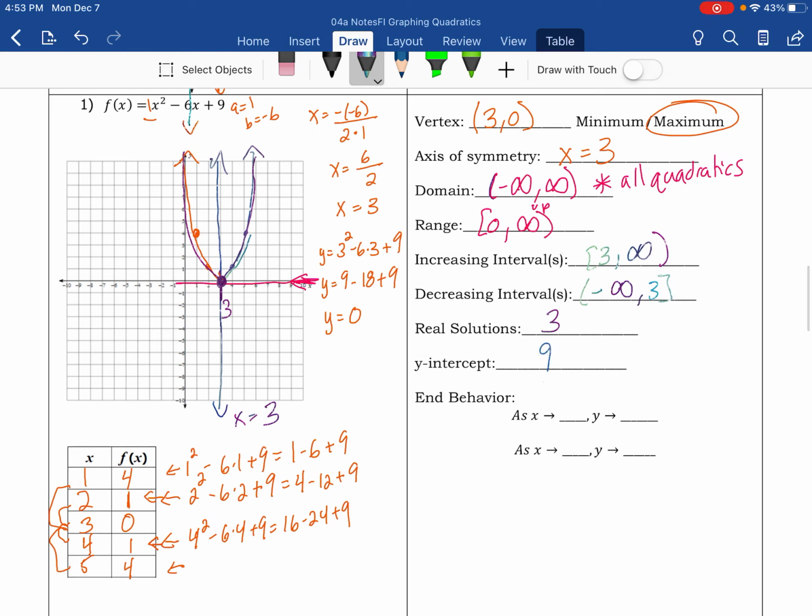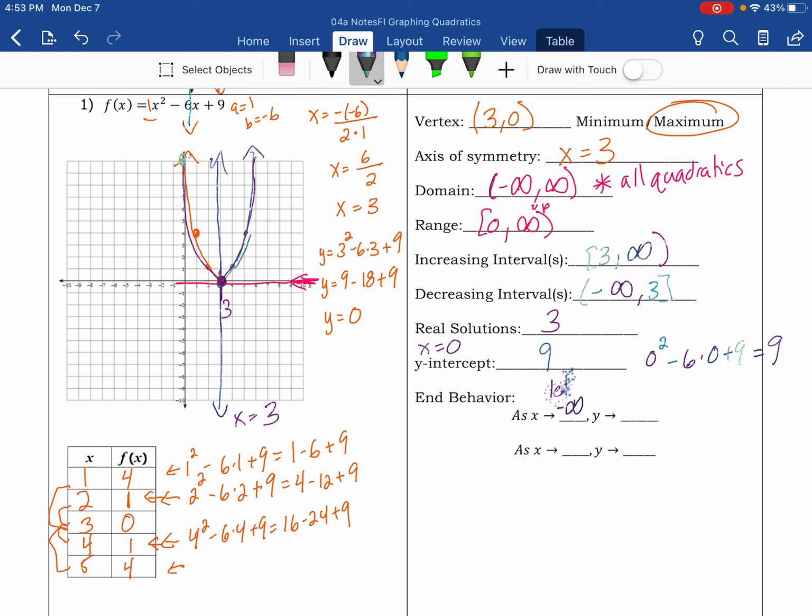My y-intercept is actually, and this is a little cheater, but this actually goes up to 9. My y-intercept is where x is equal to 0. So you could approximate with your graph. You could look at it in Desmos, or you can plug 0 in because your y-intercept is where x is equal to 0. So it's going to be 0 squared minus 6 times 0 plus 9, which is just going to be 9.